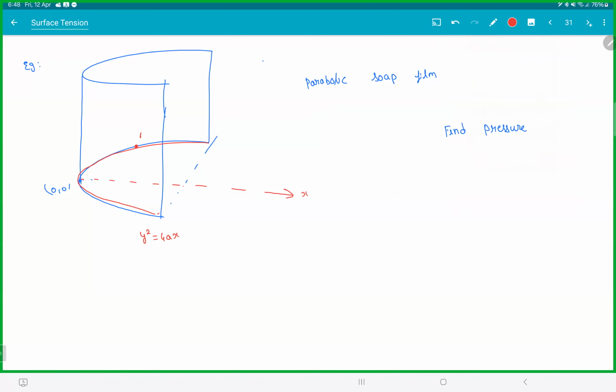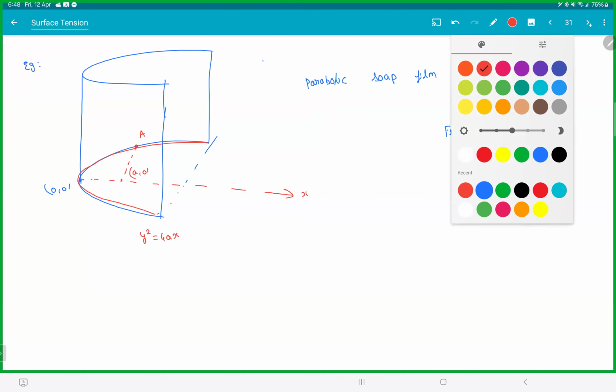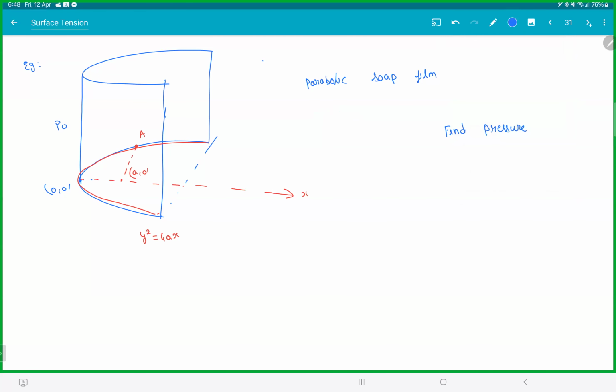So we have a point here, A, which is at this point here, (A, 0). Now find the pressure just inside A. Outside, the pressure is P naught. Today I learned how to draw parabolas with a straight.